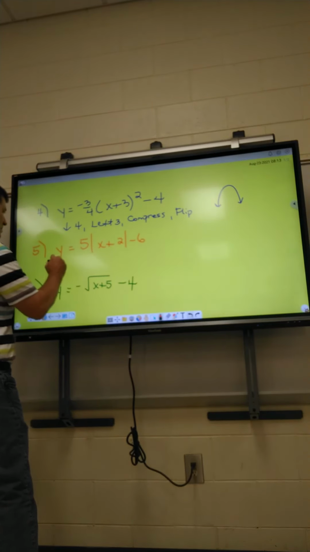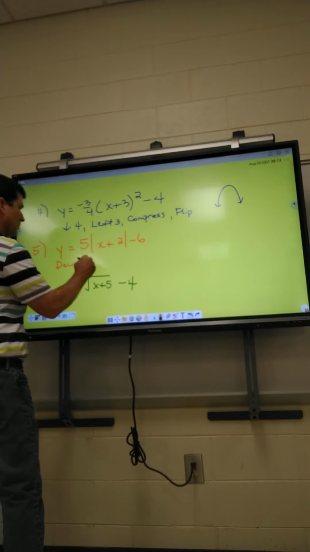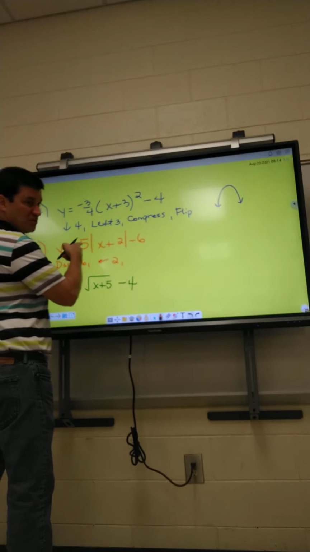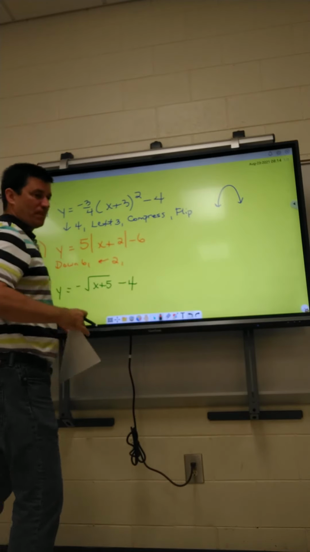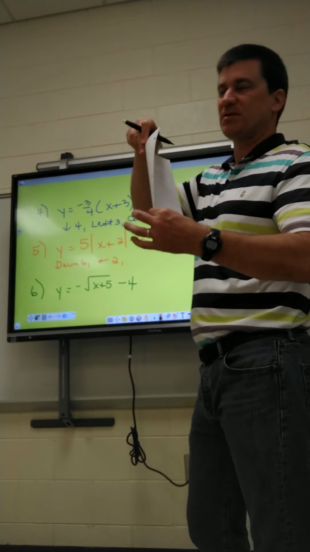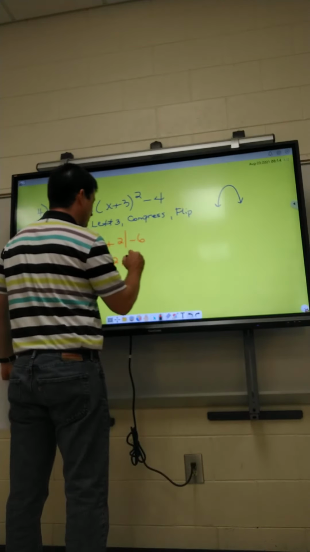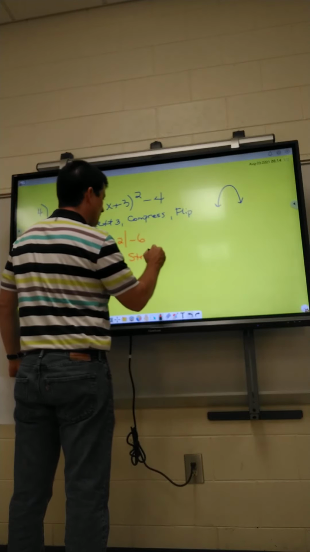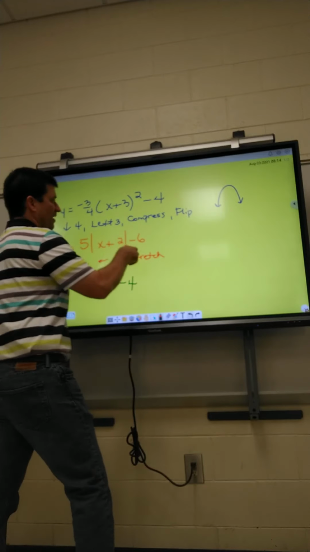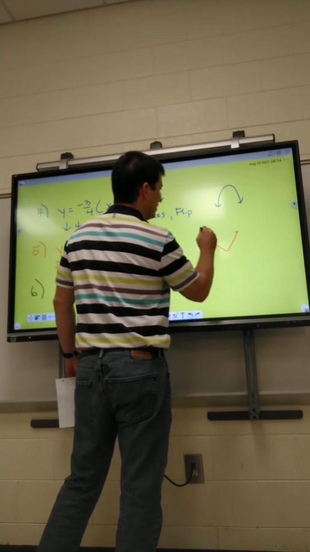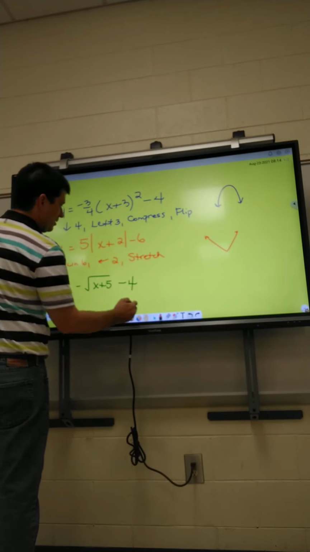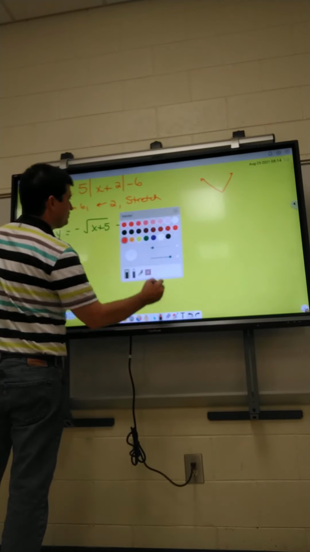Got down 6, left 2. Now, if it's a number in front, that's an integer. It's not a fraction. The fraction compresses it, makes it fat. The integer stretches it, makes it skinny. All right, and anytime it's absolute value, that's going to be a V. I didn't have to flip it over because it was not a negative.